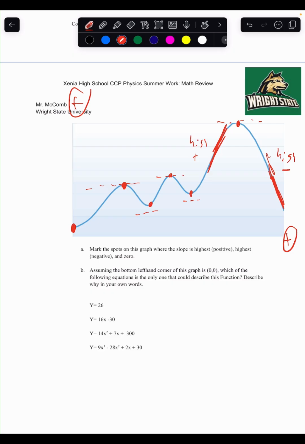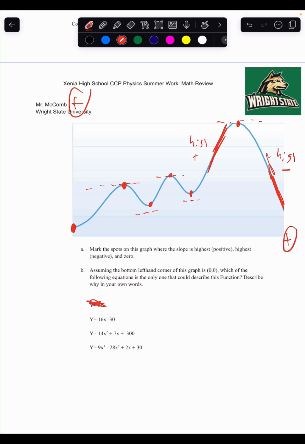Okay, so let's take a look at our options here. Option 1, y equals 26. This cannot be correct, right? It's because if there's no x in this statement, the graph of y equals 26 is going to be a straight line. No matter what your x is, because there's no x in this equation, y will always be 26. So it's going to be a straight horizontal line. So it cannot be this one here.